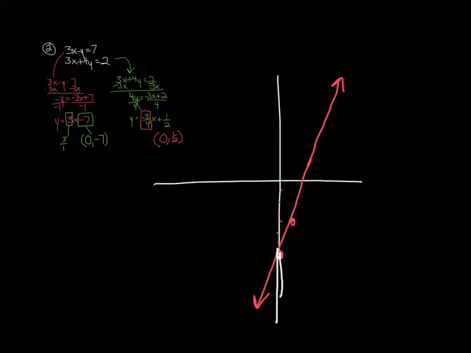So if this were our 1 point, then this would be our 1/2 point. So something about right there. And then from there, we're going to go down 3 over 4, since our slope is negative 3 over 4. So rise is negative 3: 1, 2, 3, and then over 4: 1, 2, 3, 4.